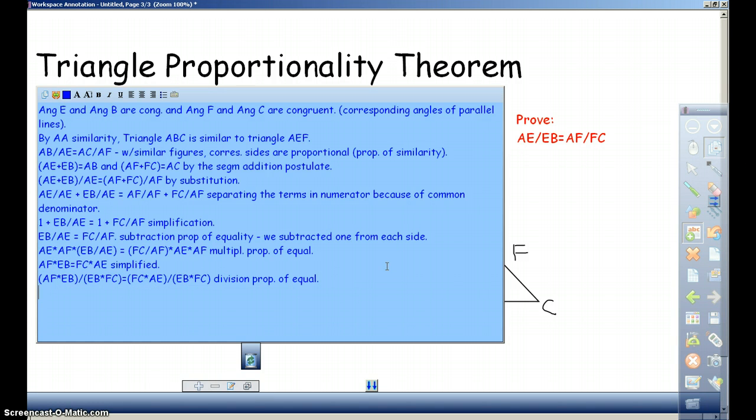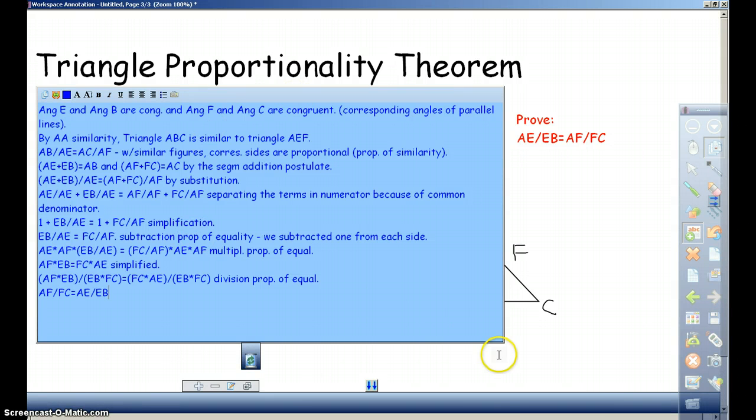If we simplify and look at this side of the equation, we're multiplying by EB here and dividing by EB there. It's a factor on top and a factor on the bottom, so that's going to cancel, and we end up with AF over FC being equal to, and what do we do over here? We're multiplying by FC over here, yet dividing by FC over here. So we have FC as a factor on top and the bottom, so they cancel out, and we end up with AE over EB.